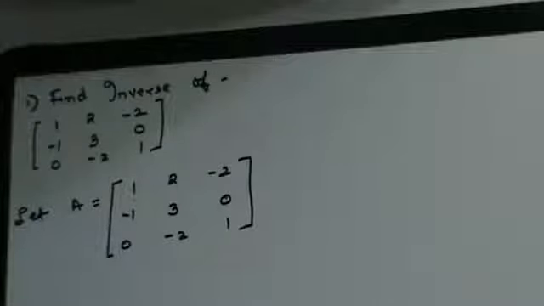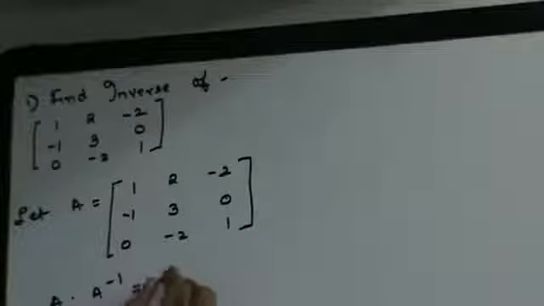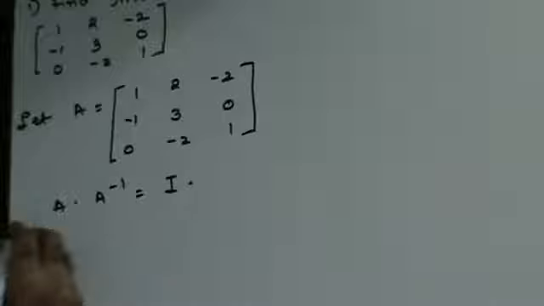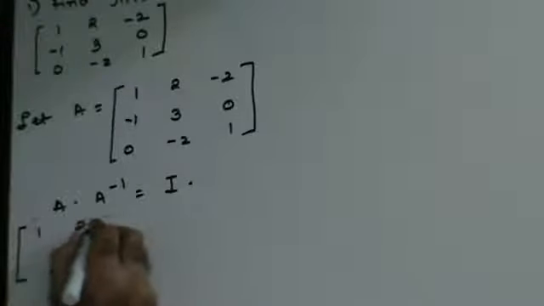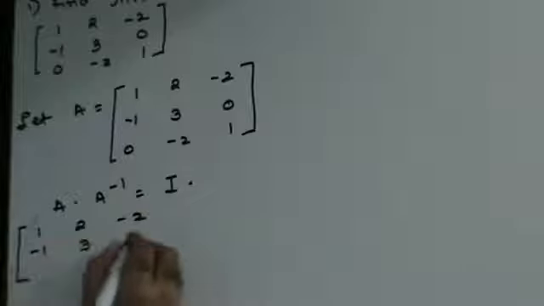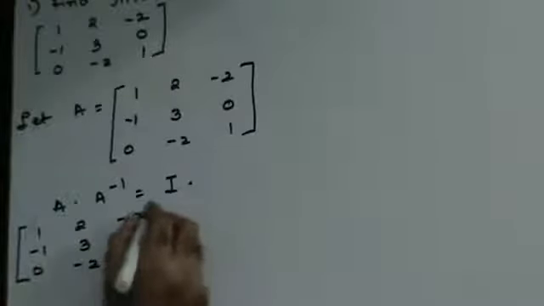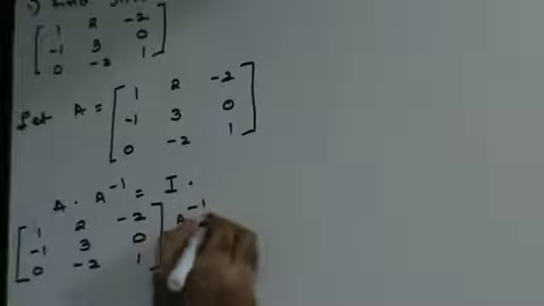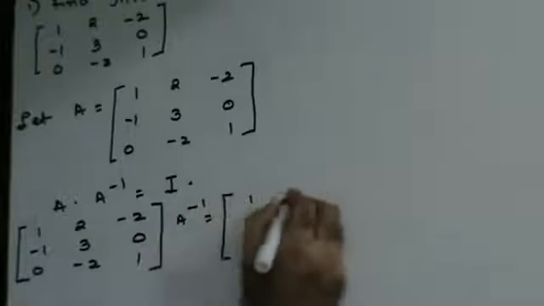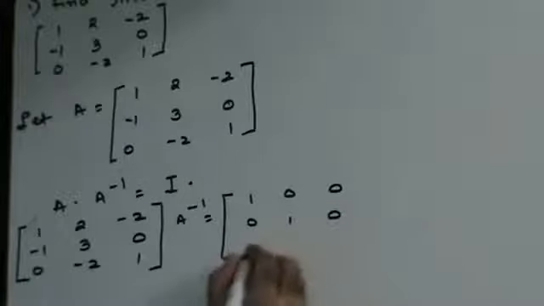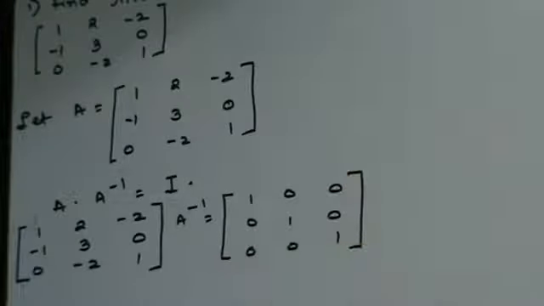When you have to find the inverse by using row transformation, you will say A into A inverse should be equal to 1. A into 1 upon A should give you 1. And 1 in matrices is written as I. So 1, 2, minus 2, minus 1, 3, 0, 0, minus 2, 1 into A inverse is I: 1 0 0, 0 1 0, 0 0 1. Right? Now please understand this.